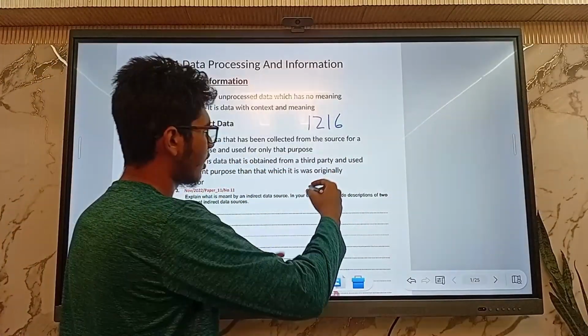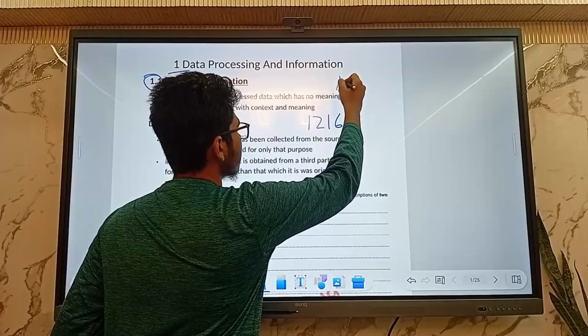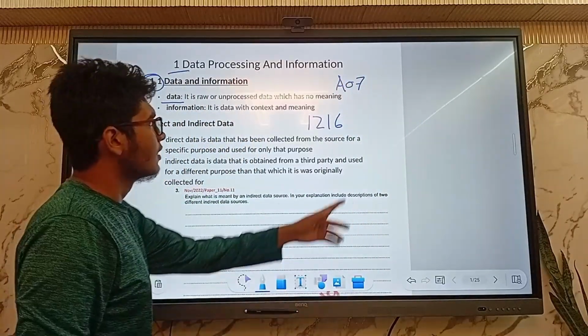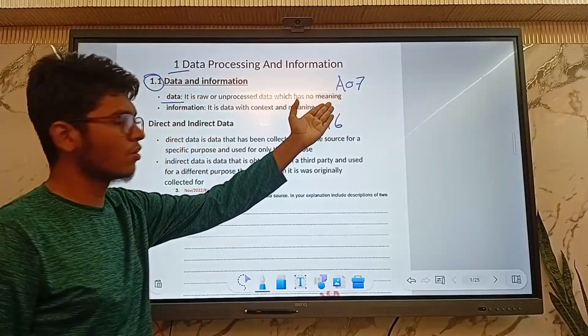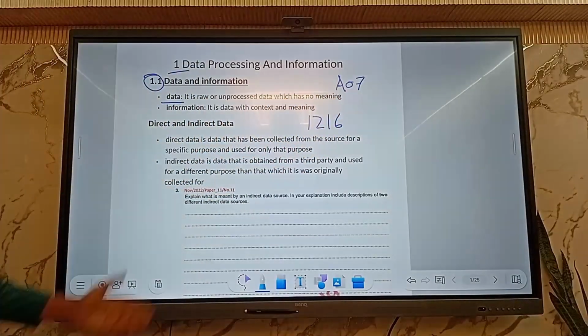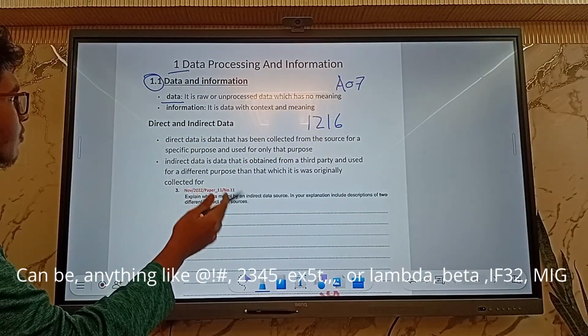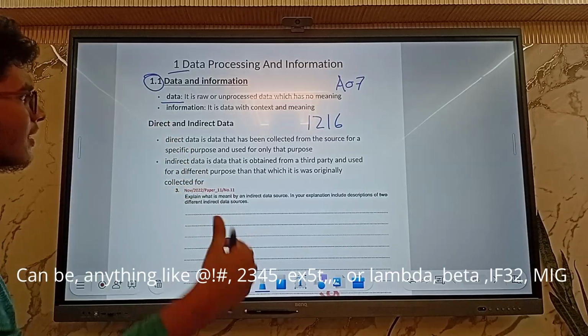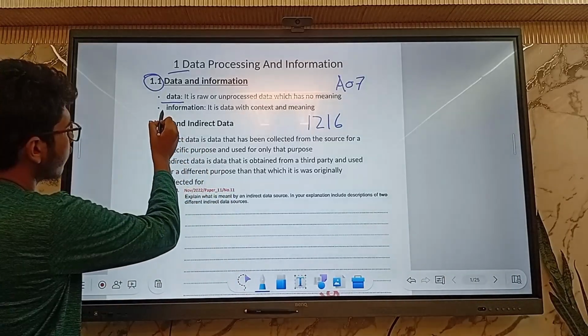So, I can write another example. Let's say A07, right? This seems like a code, but do you know what it means? You don't. These are data. It is raw and unprocessed data which has no meaning. So these pieces of data have no meaning. That is why they are data. So now let's move on.